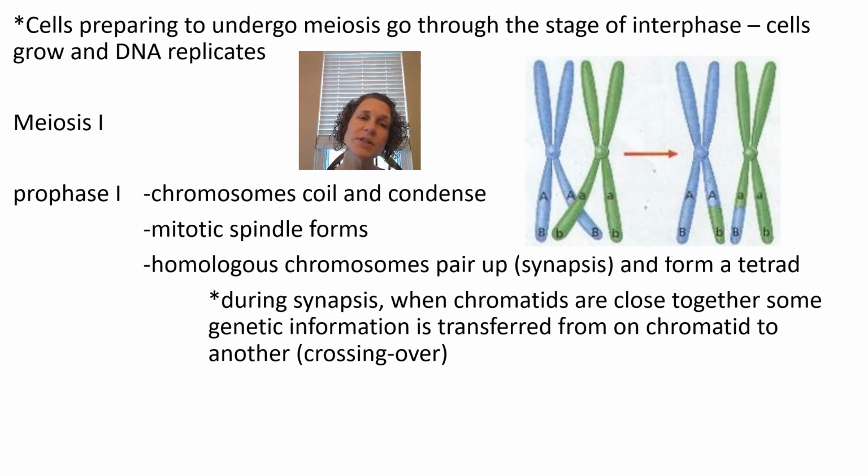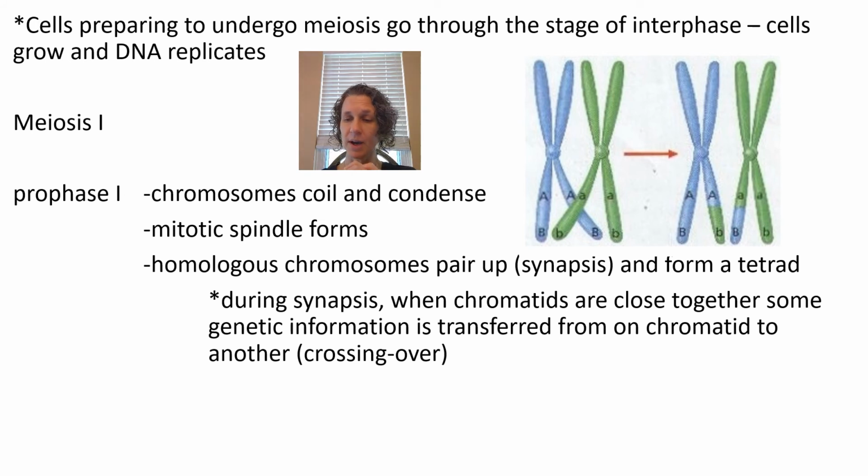So first things first, the cells go through interphase. The cells grow, the DNA replicates. So again, you have twice as much DNA as a normal cell. So if you had 46 chromosomes to start with, we've got 92 right now. So chromosomes coil up in prophase 1, they condense, they become visible, all those kinds of things. The mitotic spindle forms, so this is going to be the pulley system. And then in this one, the homologous chromosomes pair up.